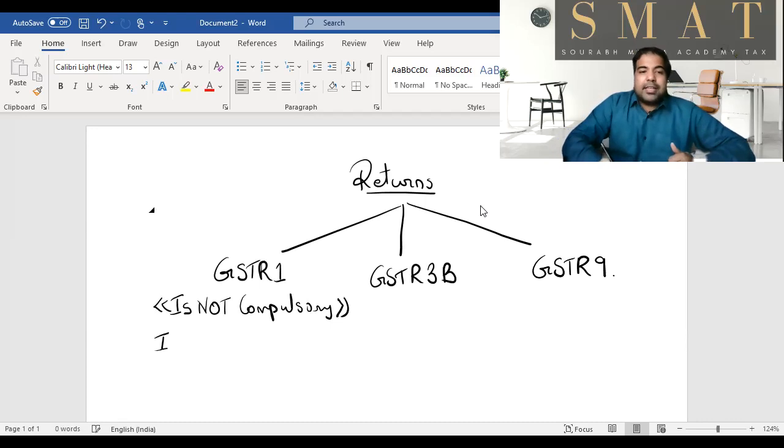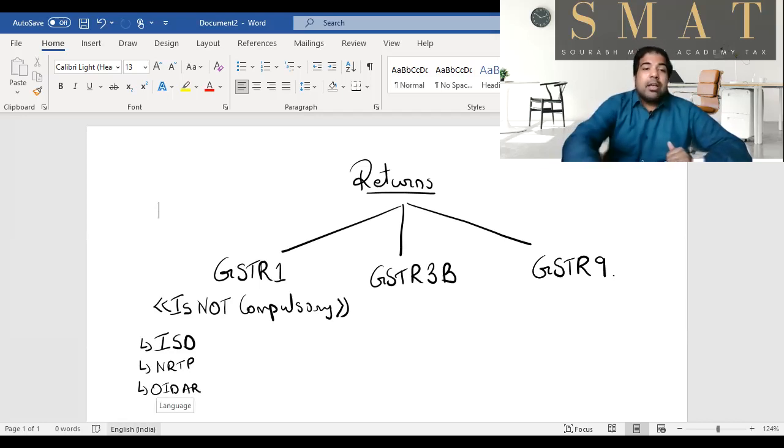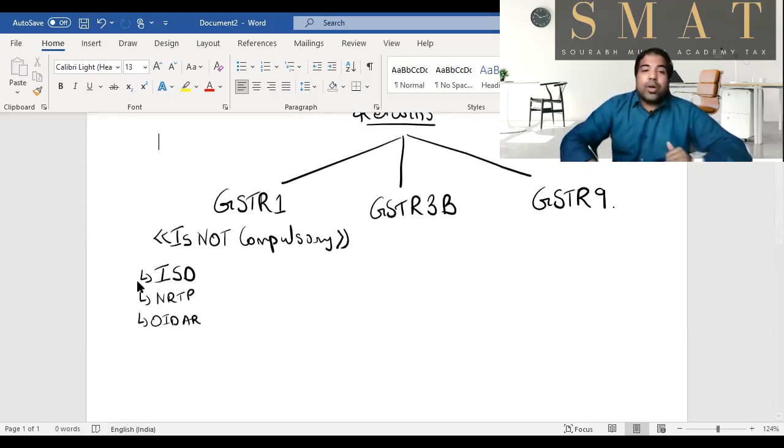What is I? I is input service distributor. That's the first one. So if you are an input service distributor, that means you have a GST that you pay, but you don't have any outward supply, then you can distribute them to some entities. So those people are not supposed to file GSTR 1. Next, guys, N, non-resident taxable person. If you're a non-resident taxable person and you've come to India for a temporary period to supply here, then you're not supposed to file GSTR 1. Next, OIDAR. If you're an online information database access and retrieval service provider, example, Google US, then you're not supposed to file GSTR 1 in India.